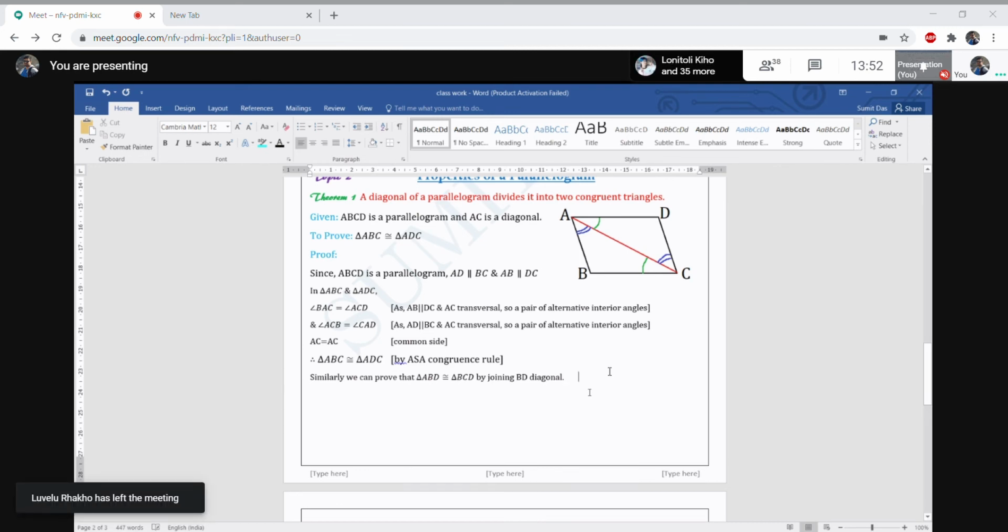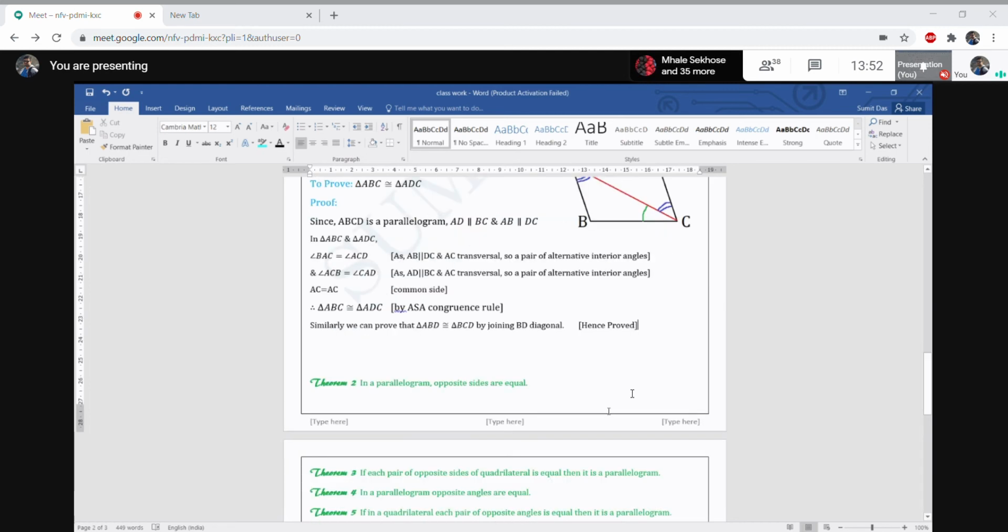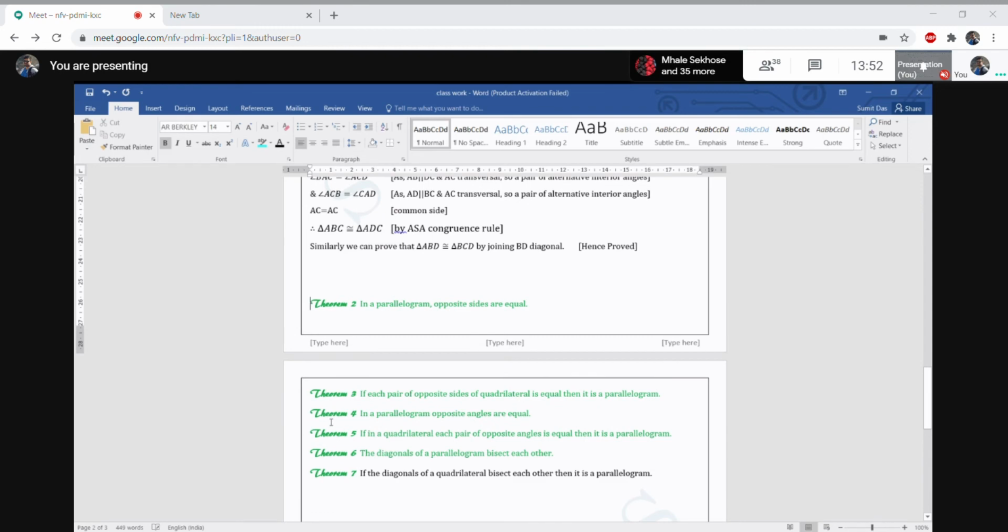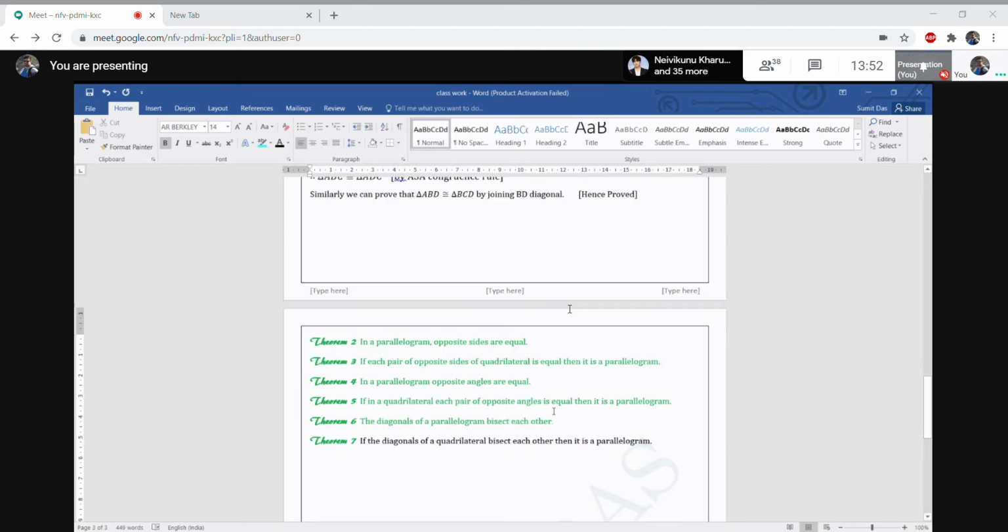We can show, hence. If in doubt regarding this, you can ask me. Then I will move towards the next theorem.